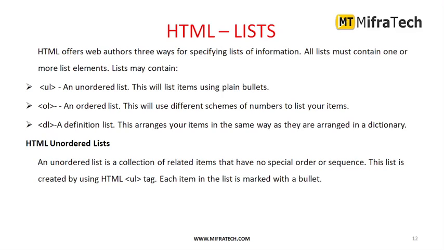Now, let's see HTML unordered lists. An unordered list is a collection of related items that have no special order or sequence. There is no order or sequence in this list. The list is displayed just as it is given. This list is created using the HTML UL tag, unordered list. Each item in the list is marked with a bullet.